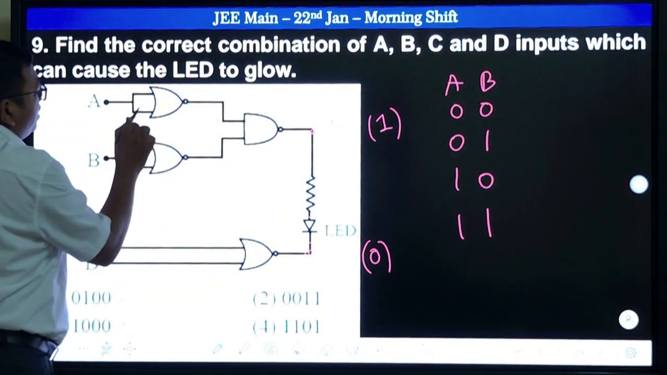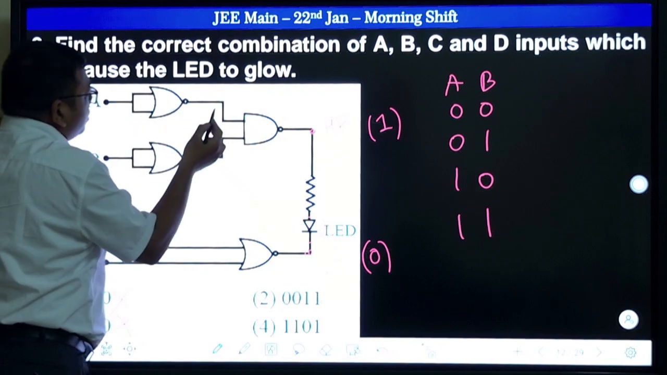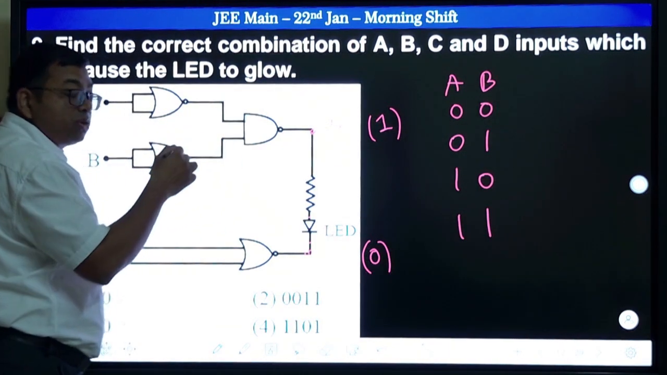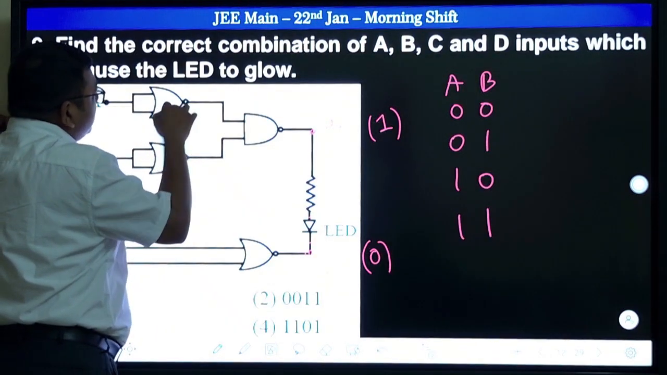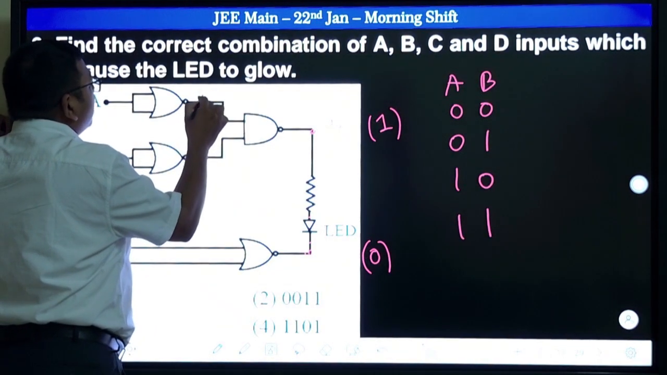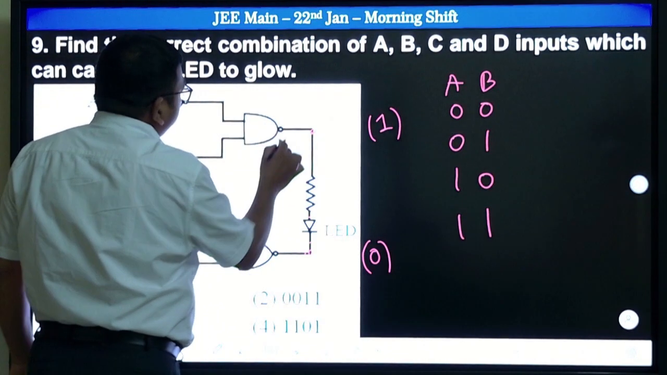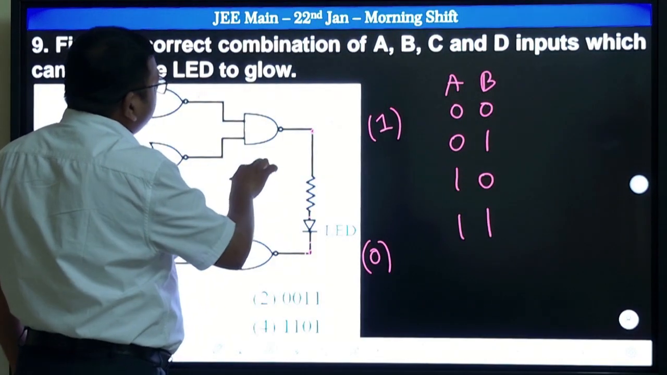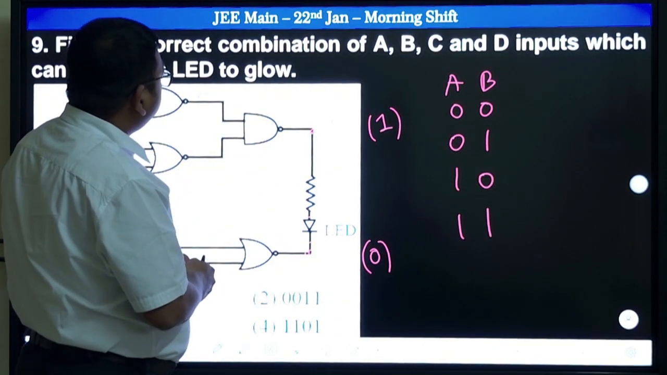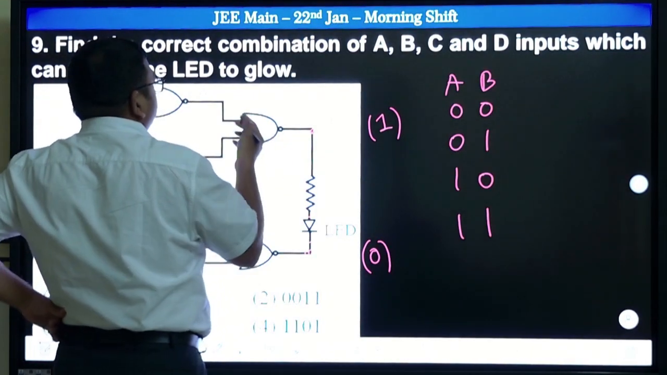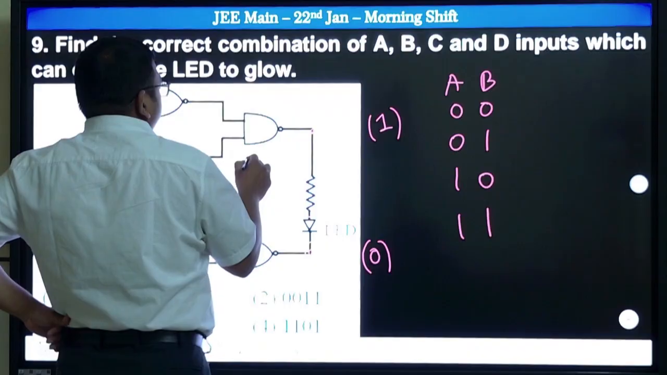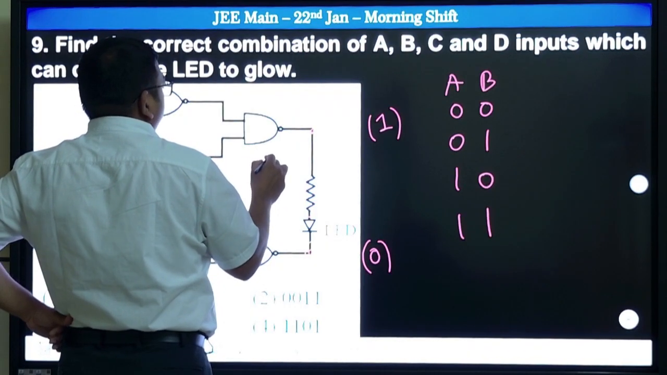So here A is going in and this is OR. NOR. Again this is NOR. NOR means again this will just reverse. That means this is A bar basically, and this is also B bar, and both of them go to this AND, and then this is NAND. Okay, so what is the NAND operation? So first of all, A bar dot B bar.